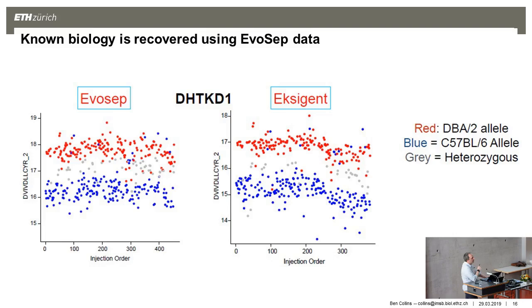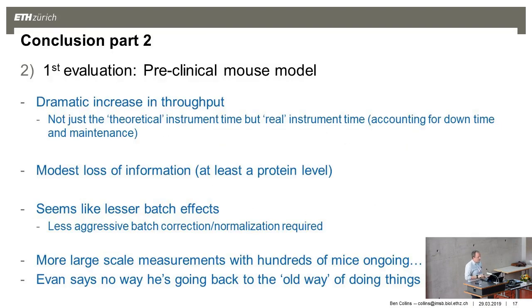I'm just showing one example, but he was very satisfied that his ability to recall known biological information from the Evosep data or from the longer gradient data was roughly equivalent. To the extent that, for all of these mouse studies that he's now continuing to do, he goes directly to the fast way of doing things. So it's really made a big difference.